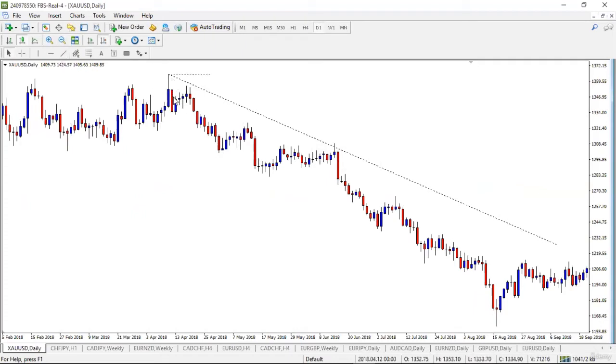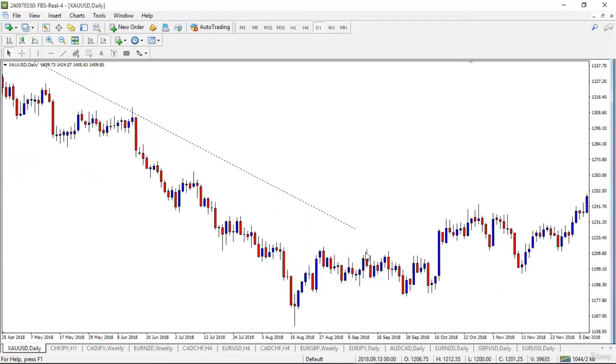From here, you get a new low. This is a low. The next one is lower than the previous one. This one is lower than that one. So this is a downtrend.